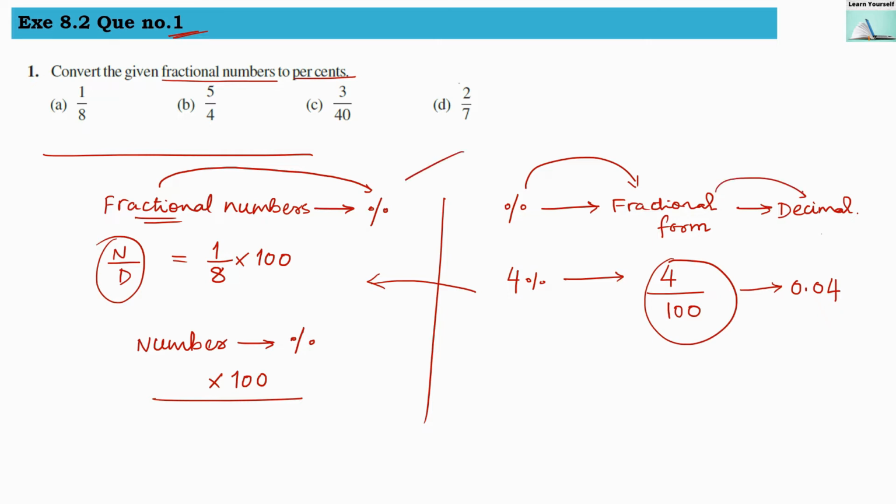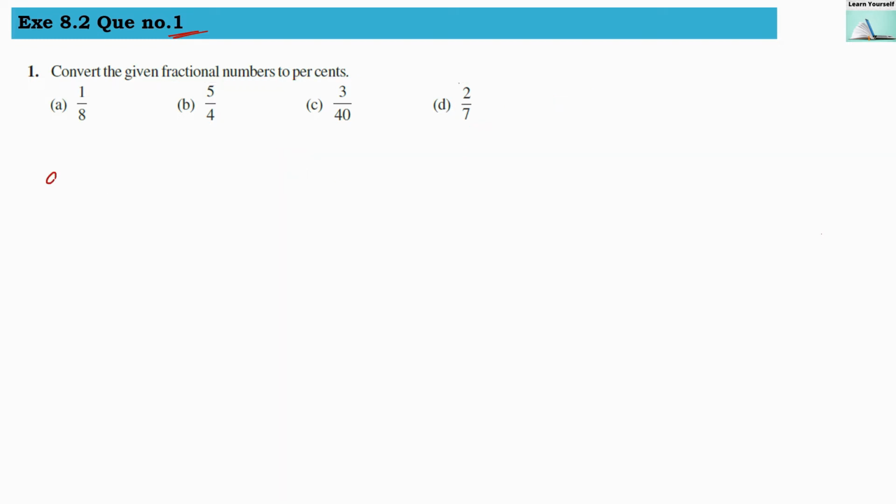Here what we have to do is convert fractional numbers into percentage. So all these numbers we multiply with 100 and we will get the answer. Since these numbers are in fraction form, we will simplify them and then convert into percentage. Let us start with the first numerical, 1 divided by 8. The fractional number is converted into percentage, so we multiply with 100. Now we have to simplify this a bit. So we get 1 divided by 4 into 2 into 100. Here we will get 25.